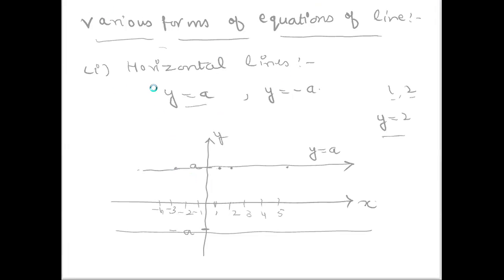So this will be two horizontal lines, y is equals to a and y is equals to minus a. Next we will be doing vertical lines.